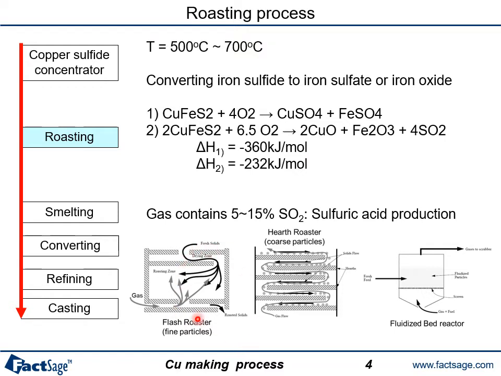In industry, we typically use three kinds of roasting furnaces. The first one is the flash roaster, the second one is the Herreshoff roaster, and the third one is the fluidized bed roaster. If you go to a copper company, sometimes there's a very big rotary kiln type of furnace, and that is typically similar to this Herreshoff roaster, and that is for the roasting process.